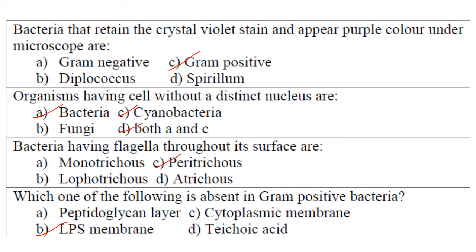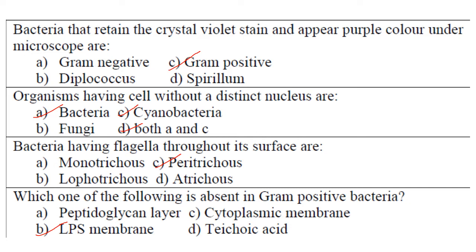Then next one. Organism having cell without a distinct nucleus are. So both A and C, that is bacteria and cyanobacteria, whereas fungi is a eukaryote. Then next one. Bacteria having flagella throughout its surface. It is called as peritrichous.